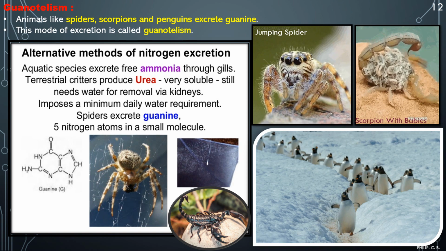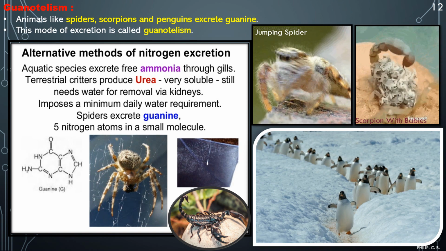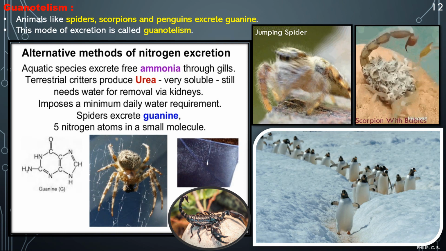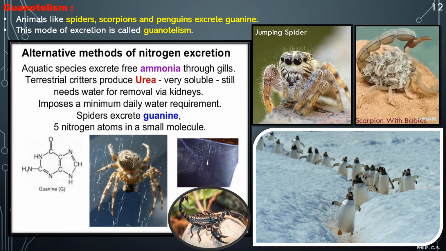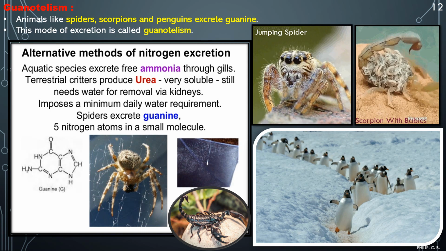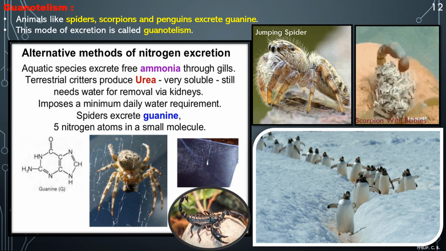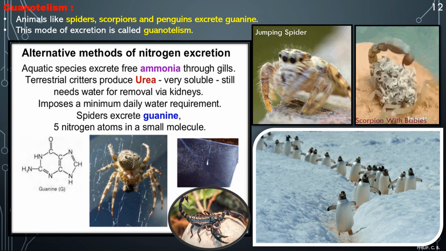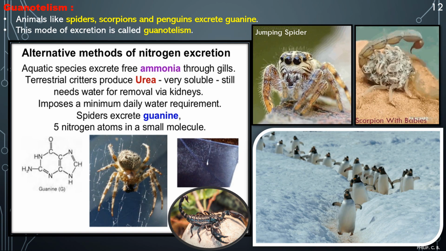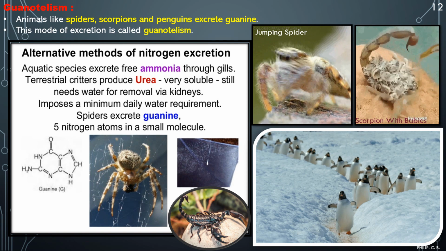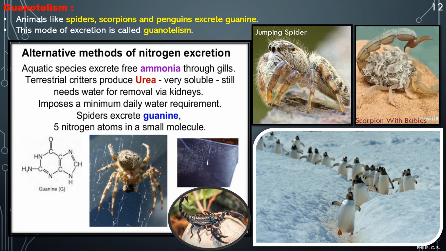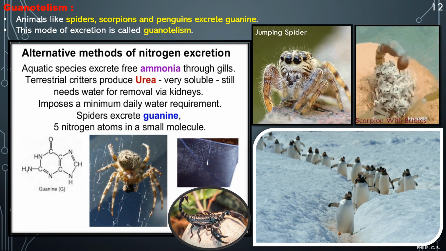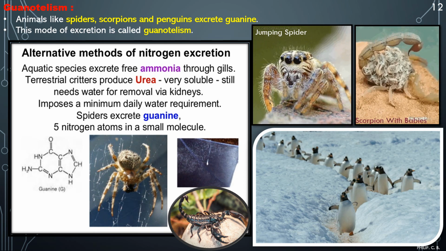Aquatic species excrete free ammonia through gills. Terrestrial critters produce urea, very soluble, still needs water for removal by kidney, imposes a minimum daily water requirement. Spiders excrete guanine, 5 nitrogen atoms, in the small intestine. So you can see spiders in the center, and also scorpion, another image which I put, and towards the right you can see again a beautiful image or animation of 3 species which excrete guanine, or guanotelism.